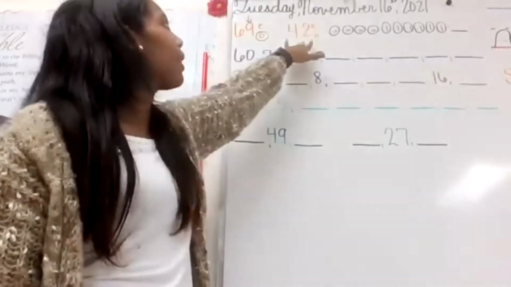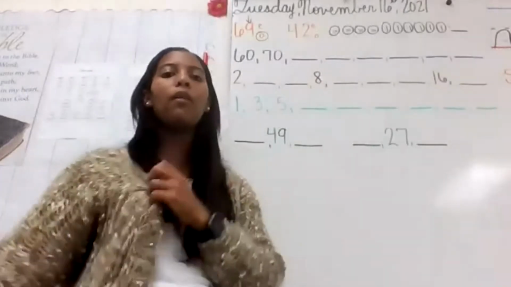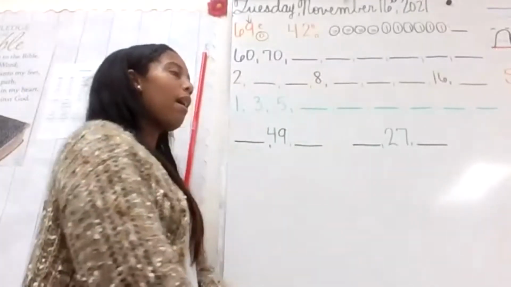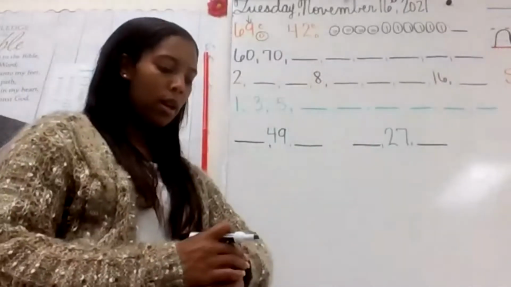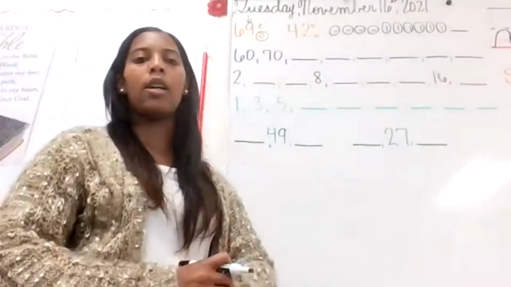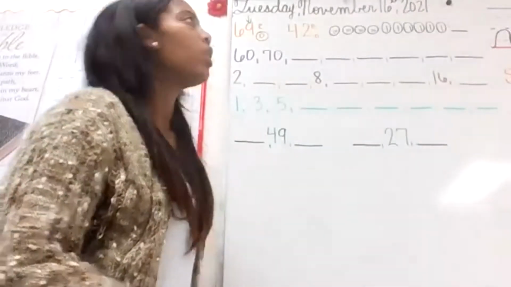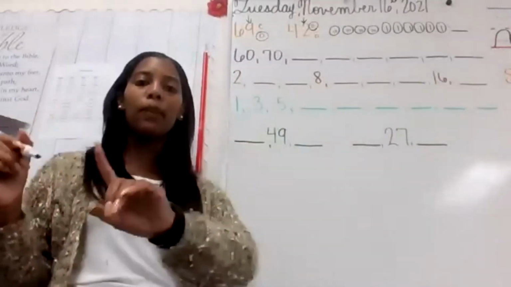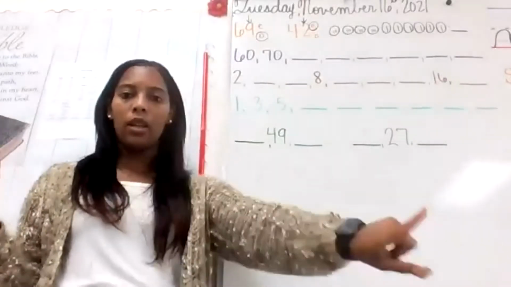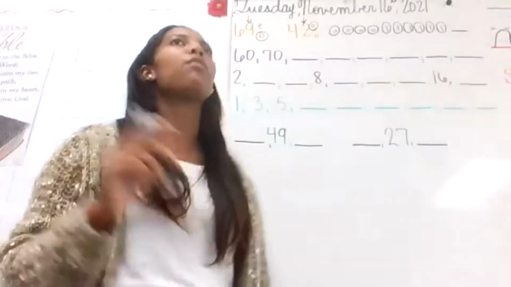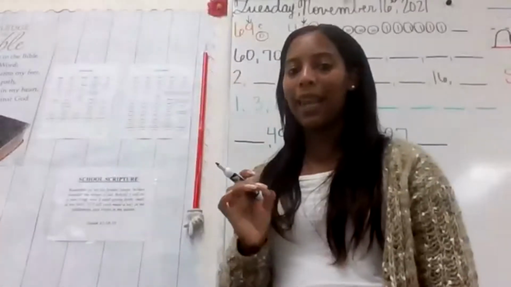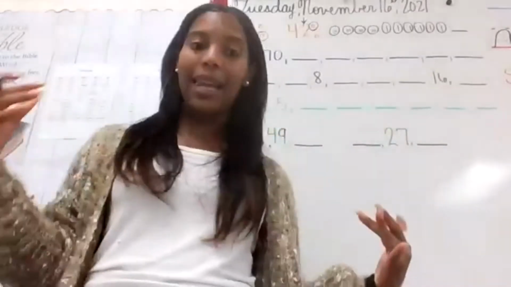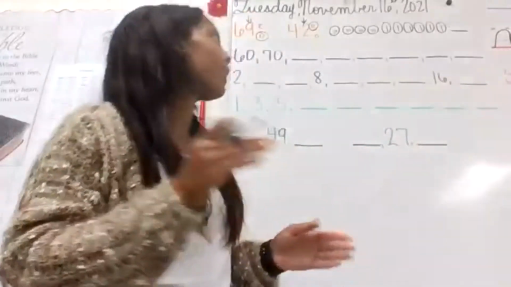which is odd. Next, I have 42. Would that be even or odd? Even. Even number. 2 is even. So that means I can split 42 in half equally. That's what even means. Remember, odd means I cannot split it in half. Even means that I can split it in half equally. I will have the same amount on both sides.